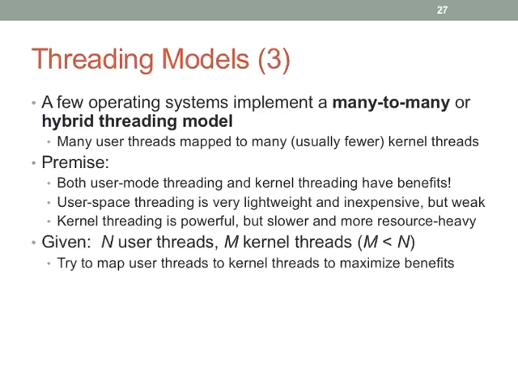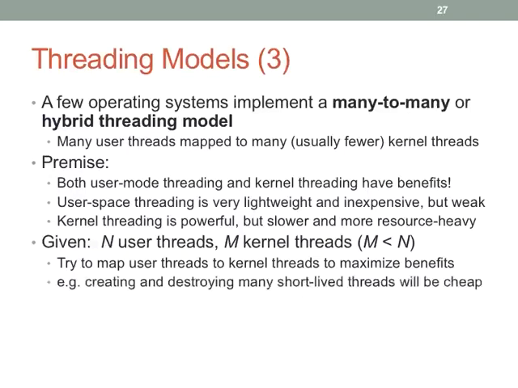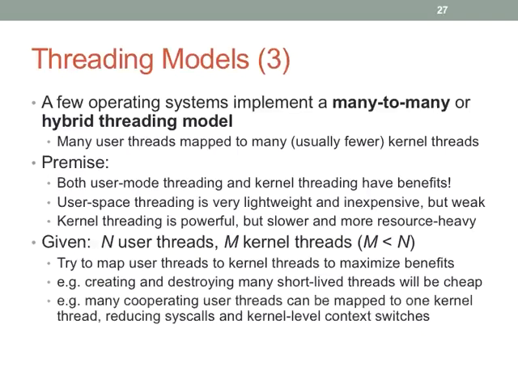Okay, so if I have these things, n user threads and m kernel threads, I'd like to somehow map our user threads to our kernel threads in a way that maximizes the system performance, so that I can get the benefits and I can have my cake and eat it too, so to speak.